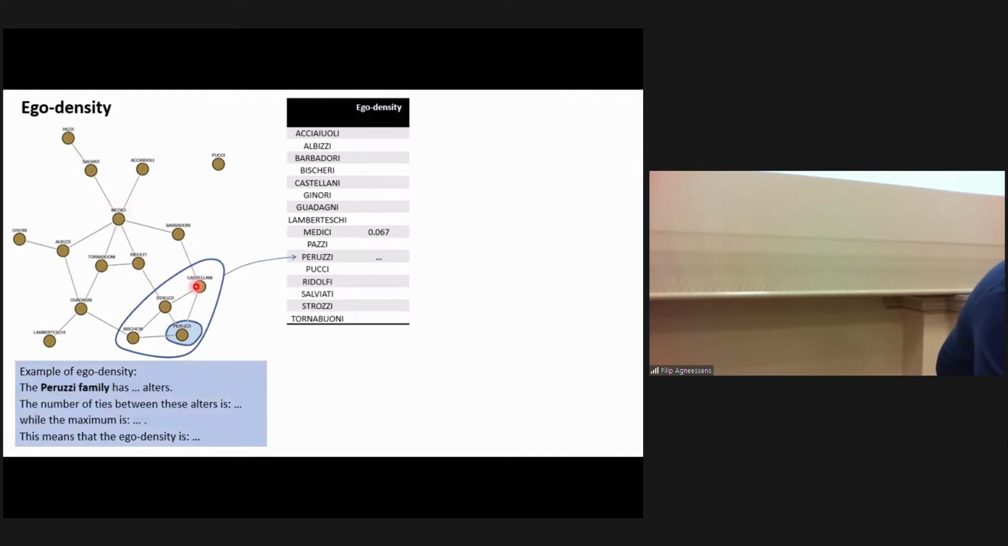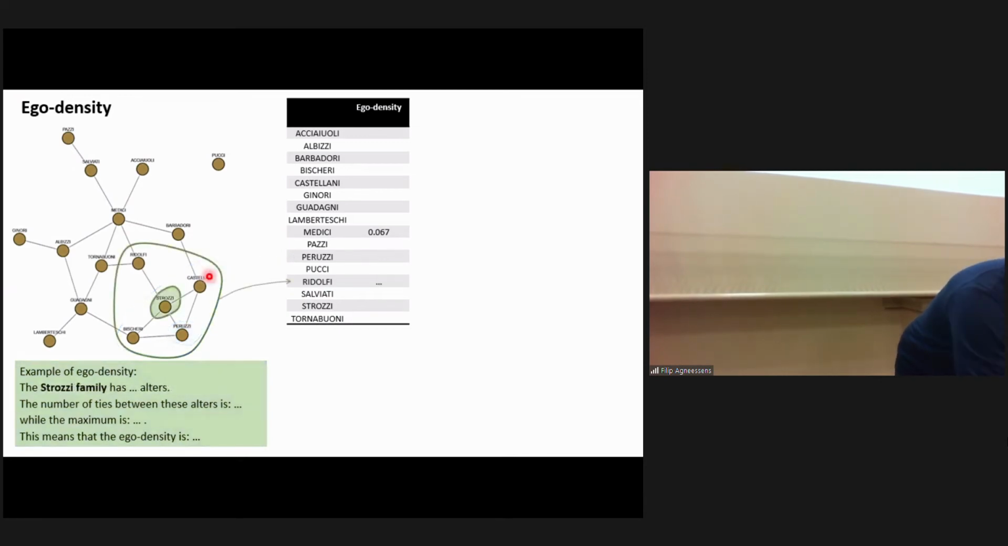If I use the second one, the Peruzzi, then I have 3 alters for the Peruzzi. Anyone want to calculate this? How many ties are there among the alters of the Peruzzi? 2. How many could there be? 3, yeah, because it's 3 times 2 divided by 2, so that's 3. So that's 2 over 3, which is 0.667, right?